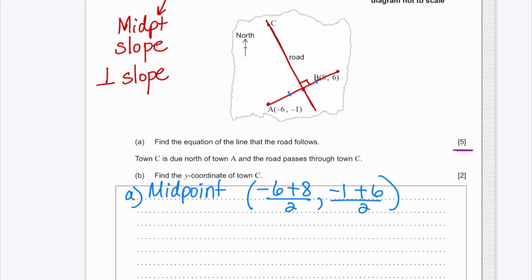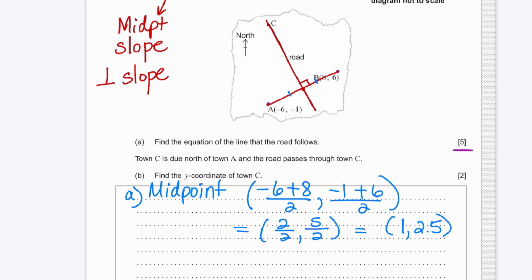A few things to realize. Notice how I'm writing this as a point, as an ordered pair. -6 plus 8 is positive 2 over 2. Then -1 plus 6 is positive 5 over 2. So my midpoint is the point (1, 2.5). So I can go ahead now and leave that as my answer. That would have given me 1 point.